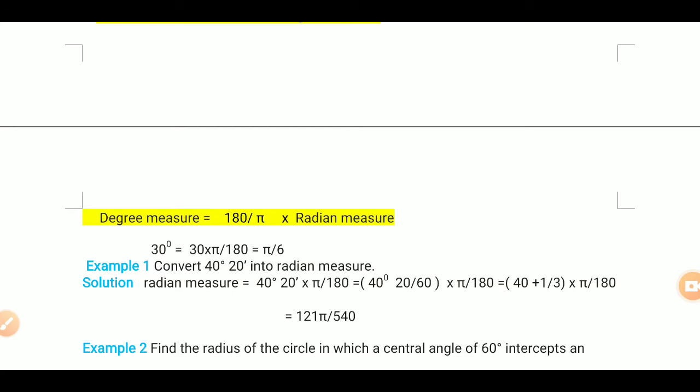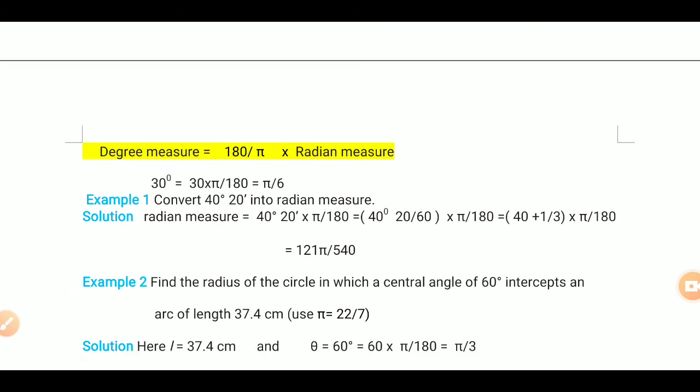Suppose 30 degrees in degree measure, so 30 will be multiplied by pi by 180, we get pi by 6 radian. Similarly, 90 degree will be 90 into pi by 180, it becomes pi by 2 radian. 60 degree will be equal to 60 into pi by 180, that will become pi by 3 radian.